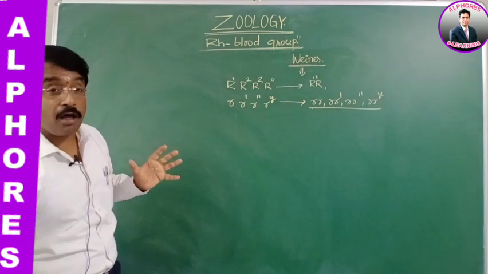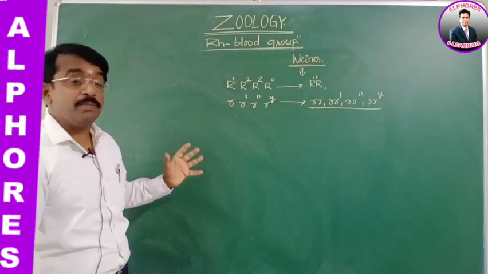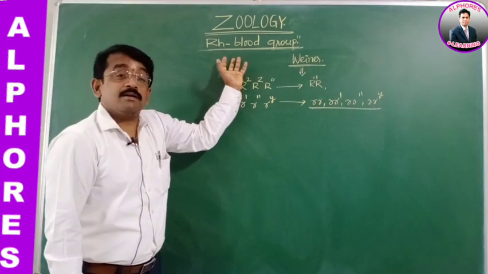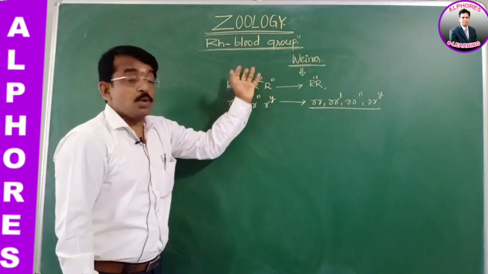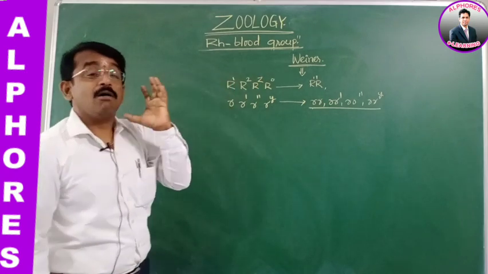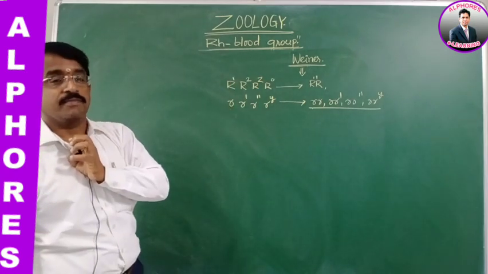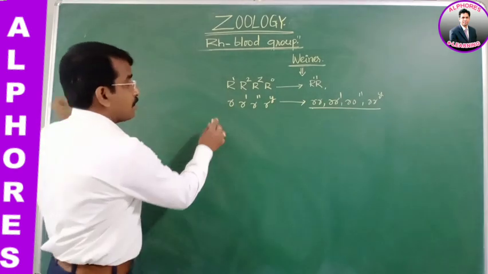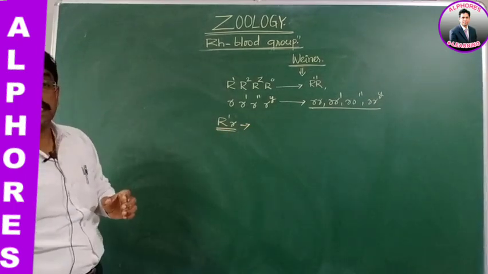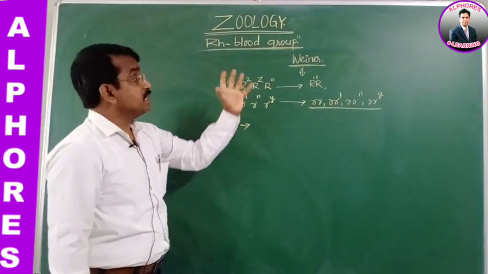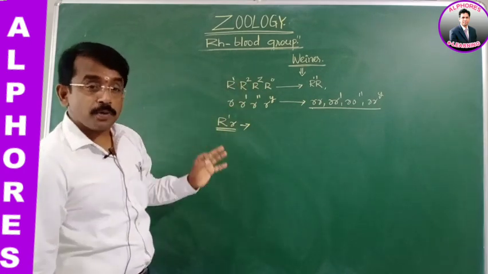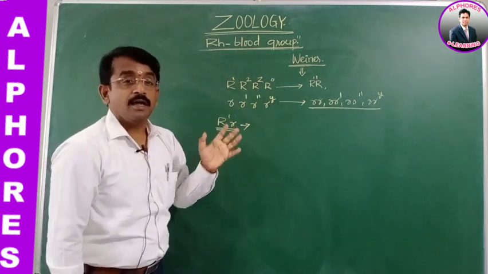So the presence of capital R, whether dominant homozygous or heterozygous. R1 is homozygous itself. R2 is homozygous, but R1 and R2 together is also dominant, and capital R1 and small r is heterozygous dominant. So this is how we see the genotypes. The presence of capital R is going to be Rh positive, whereas double recessive is negative.